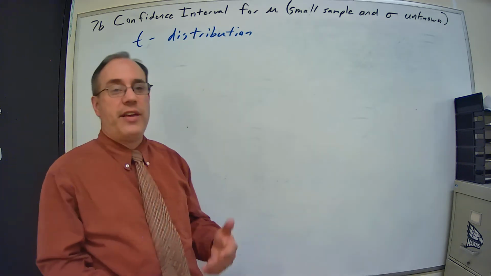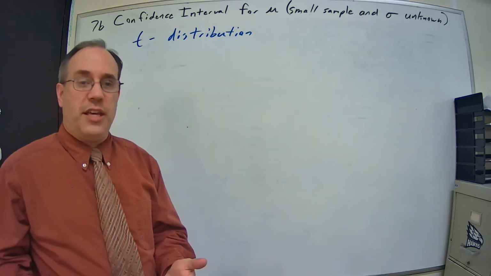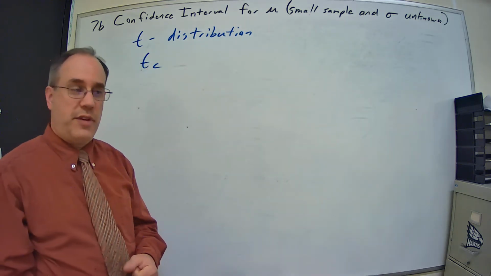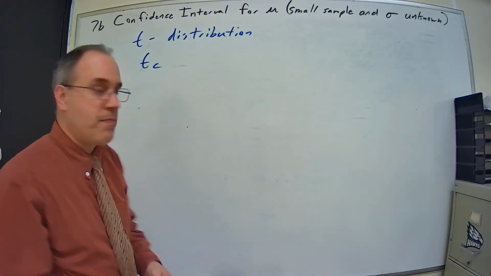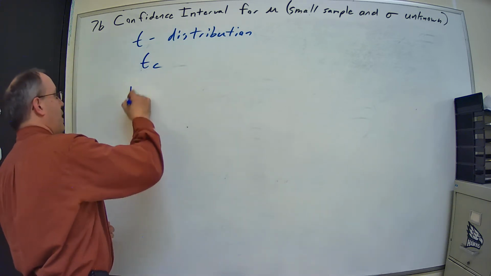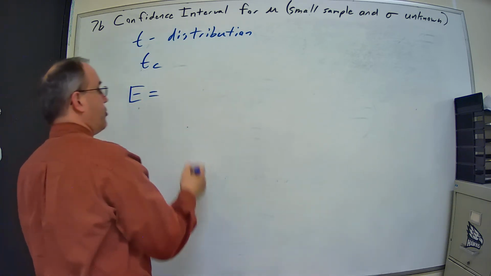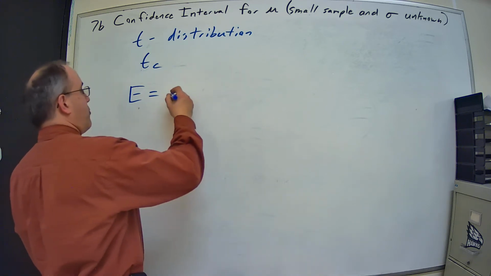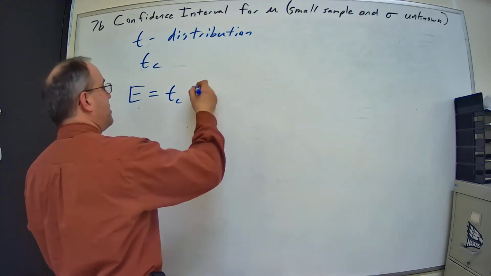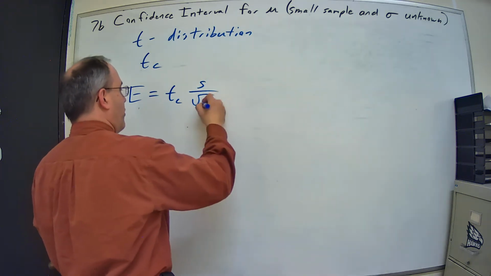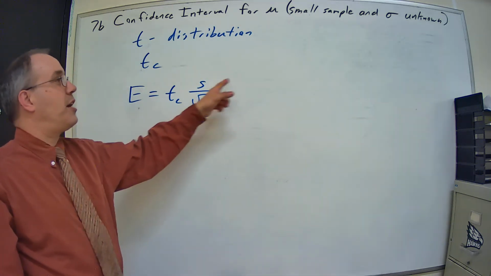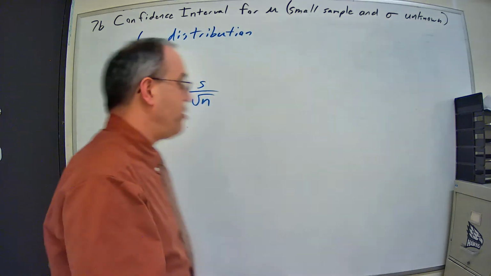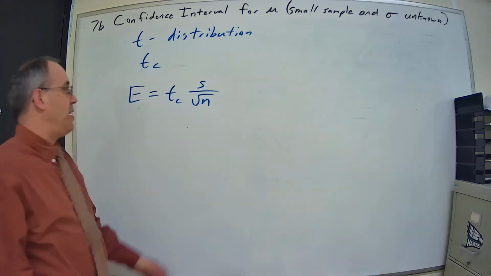Now instead of having z sub c, we're going to have t sub c as our critical value. Instead of having a margin of error that's equal to z sub c times sigma over the square root of n, we're going to have a margin of error that's equal to t sub c times s over the square root of n. Why s? Because we don't know the population standard deviation. So sigma is unknown, so we're always going to use s.